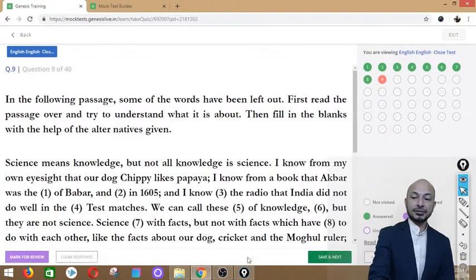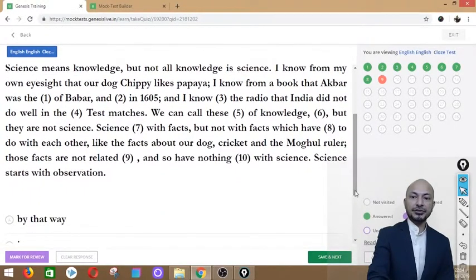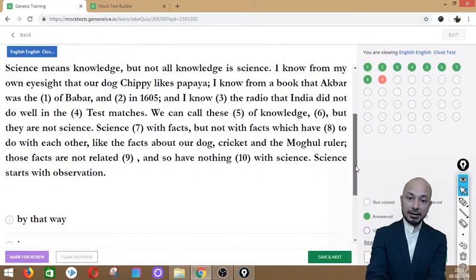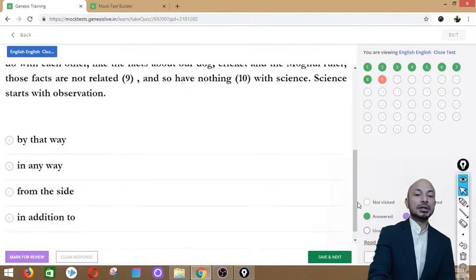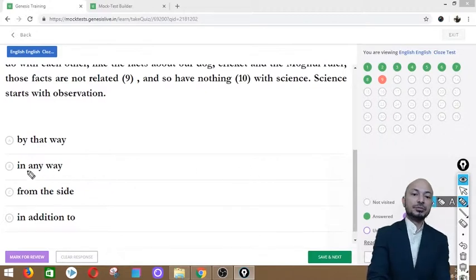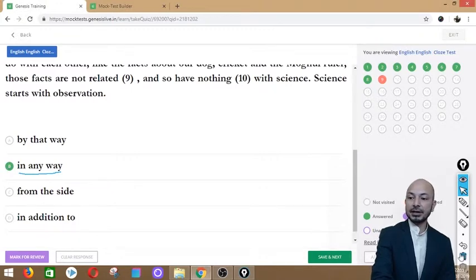and say next. On to question number 9, and over here in the same passage we have: facts which have nothing to do with each other, like the fact about a dog, cricket and the Mughal ruler. These facts are not related dash. So is it going to be these facts are not related, by the way, in any way, from the side, in addition to? And the correct option is option B, which says are not related in any way. So we will go and click option B, that is for 9, and say next.